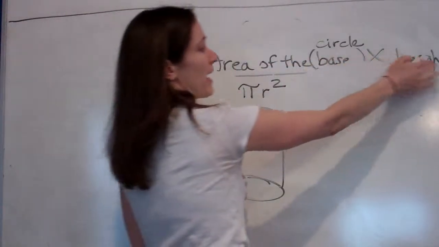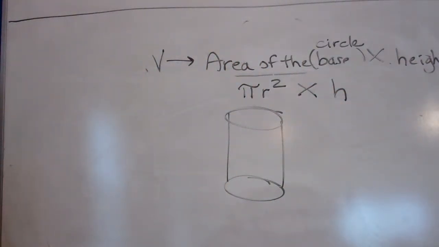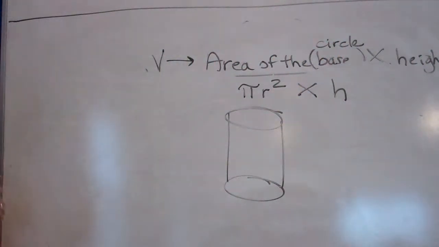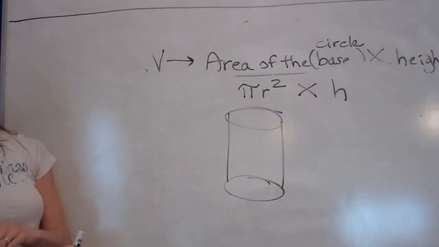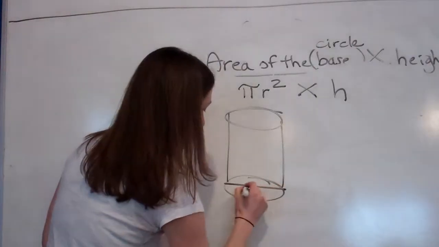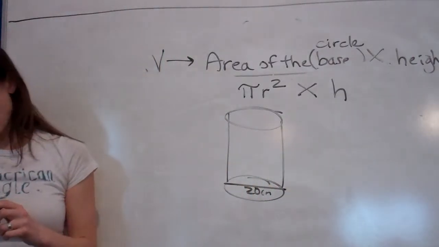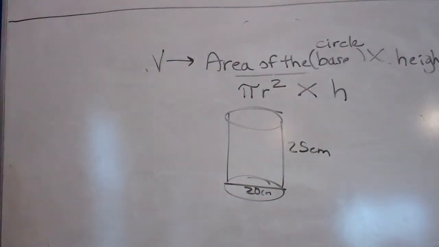And then we have still times height, so I'm going to put that in. So we have pi r squared times the height, the area of a circle times its height. Let me go in and put our measurements in. It says that the diameter of this right circular cylinder is 20 centimeters, so this entire diameter is 20 centimeters. And then it says its height is 25 centimeters. So, how am I going to figure this out? Tell me what steps I'm going to take.